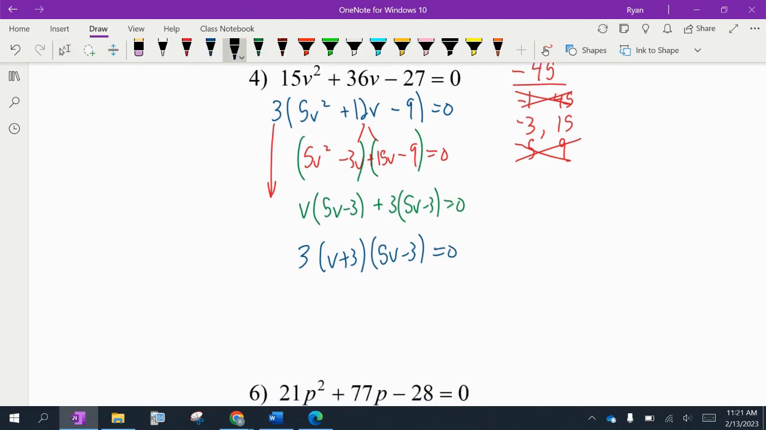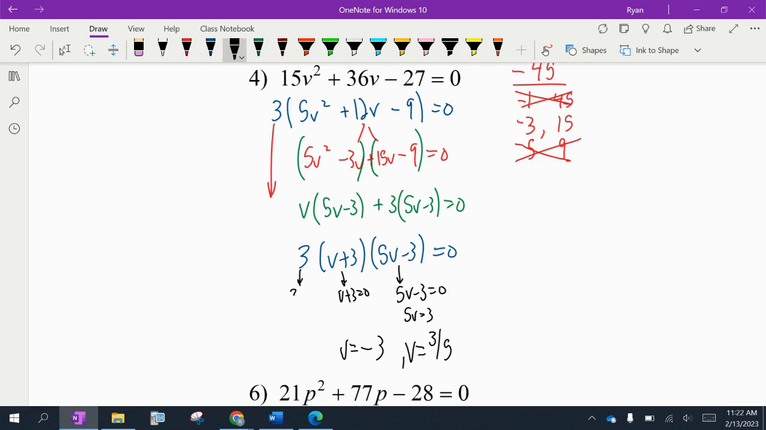Now that it's completely factored and equal to 0, I'm going to set each factor equal to 0, because 0 times anything is 0. So if this is 0, we're good. Add 3 to both sides. Divide by 5. v equals 3/5. Great, I have an answer. v plus 3 equals 0. Subtract 3, so v could also be negative 3.